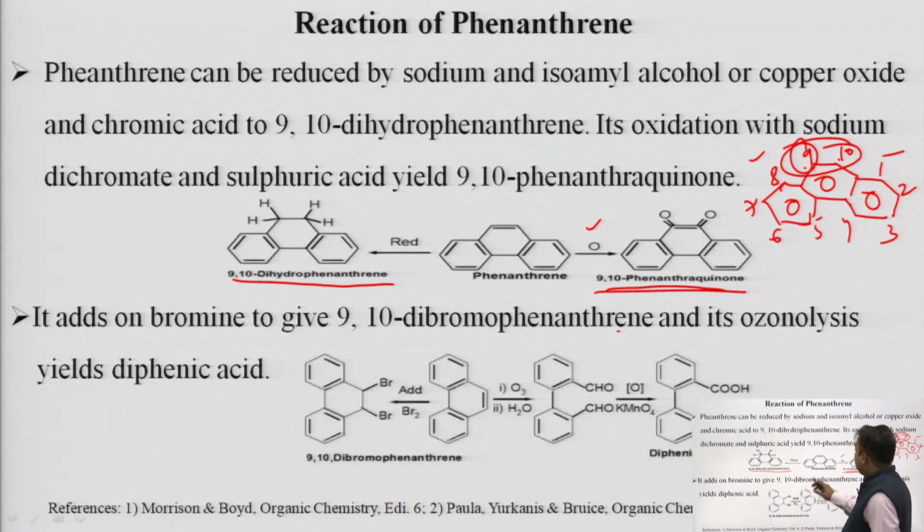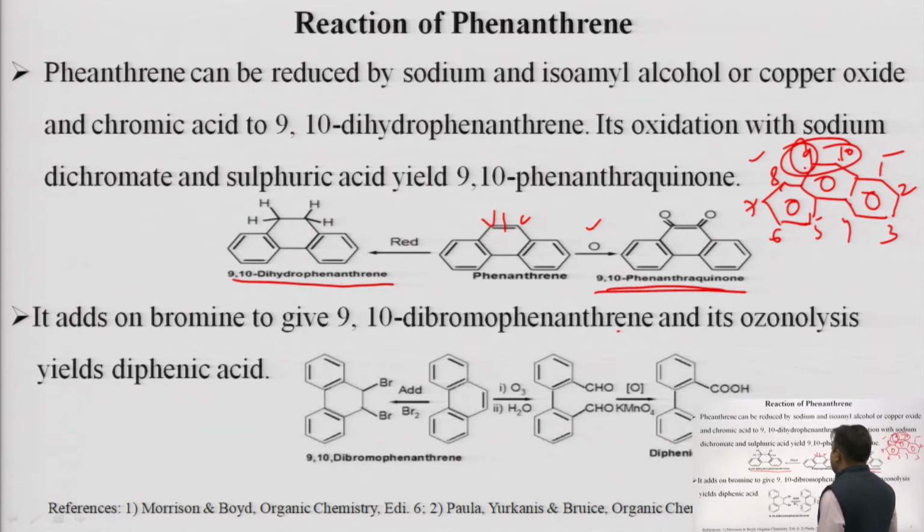You can see that in case of reduction, this double bond will be broken, and the addition of two hydrogens will occur at the 9 and 10 positions. In case of oxidation, two oxygen atoms will be added on the 9 and 10 positions to get the oxidized product.